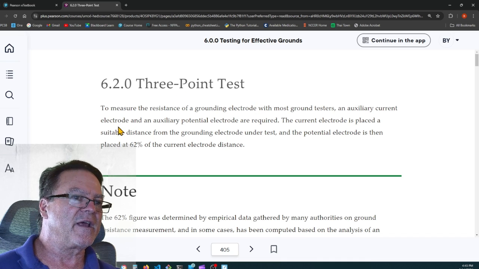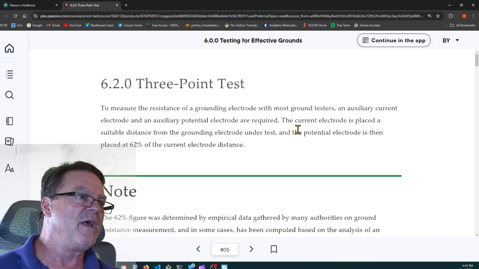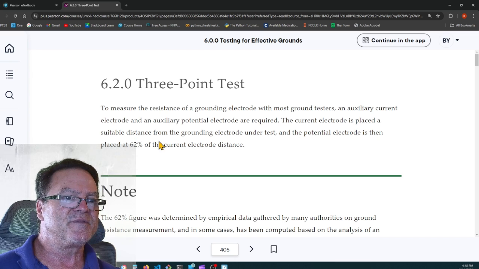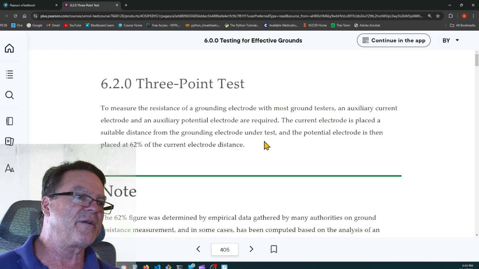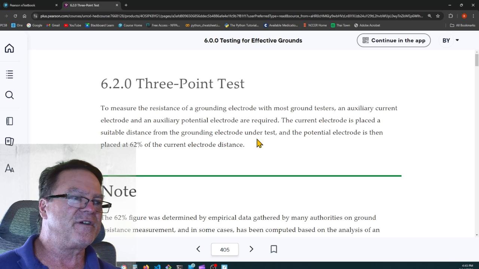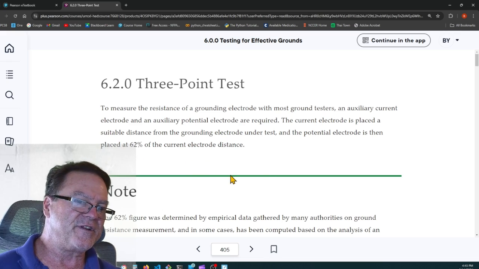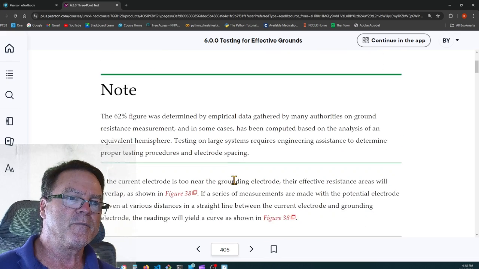3-point test, that's the one that they're going to ask you about. To measure the resistance of a grounding electrode with most ground testers, an auxiliary current electrode and an auxiliary potential electrode are required. The current electrode is placed at a suitable distance from the grounding electrode under test, and the potential electrode is then placed at 62%. So if you put the current electrode at 50 feet, then you're going to put the potential electrode at 31 feet. It's going to be 62% of that distance.